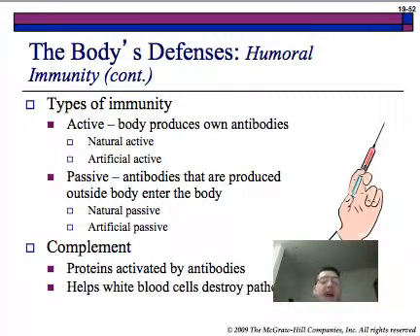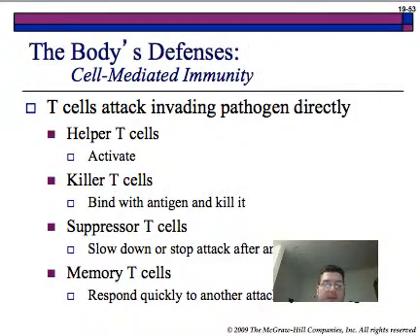Types of immunity: active, where the body produces its own antibodies, natural active and artificial active; and passive, where antibodies are produced outside the body and introduced, natural passive or artificial passive. Complement proteins, activated by antibodies, help white blood cells destroy pathogens. So you have your natural built-in defense mechanisms.